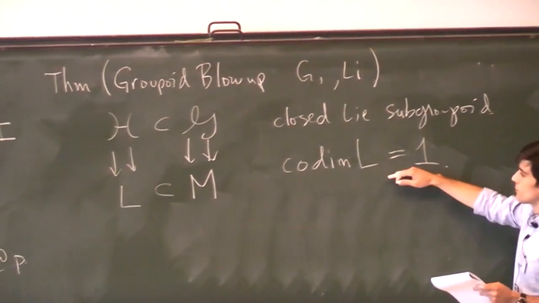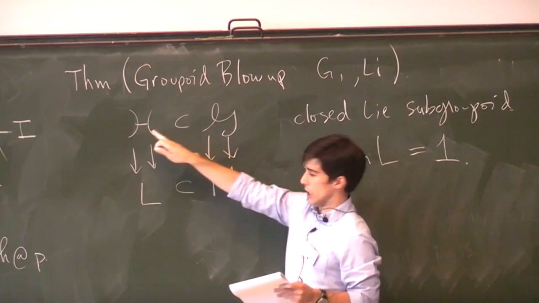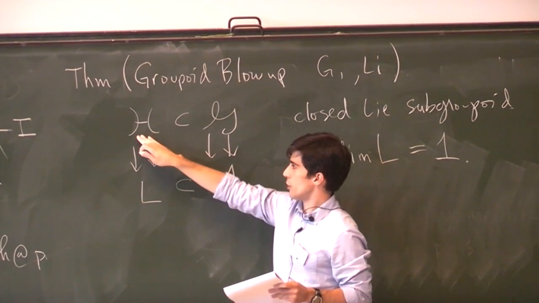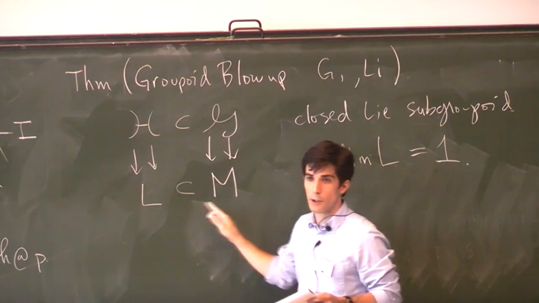The reason I want this condition is because when I do this blow-up, I only want to blow up G in H. I don't want to change the base. If L had higher codimension, then I could blow up the base as well.